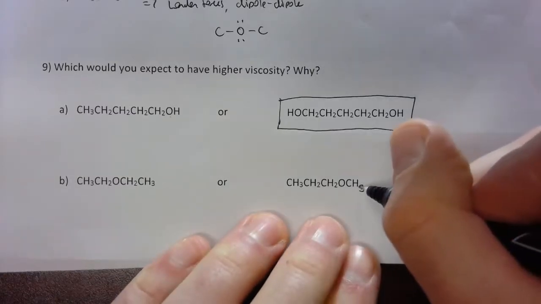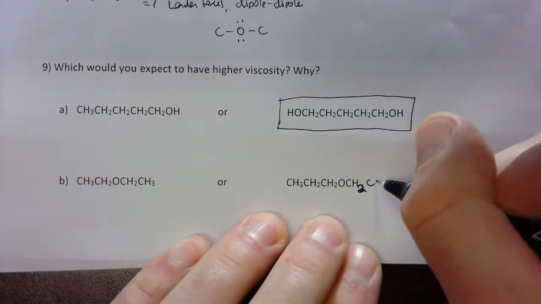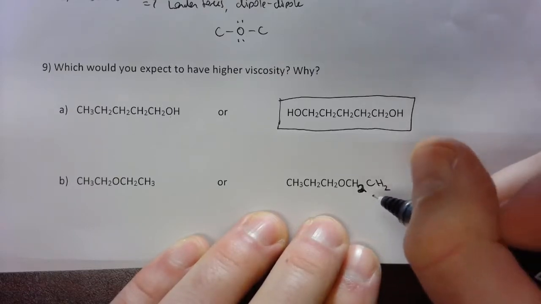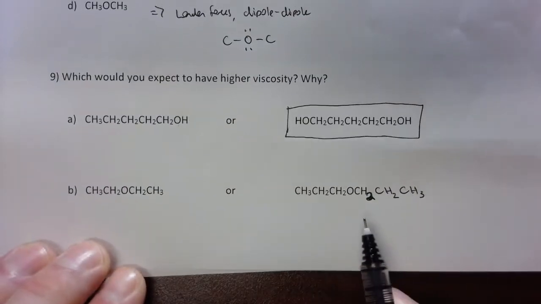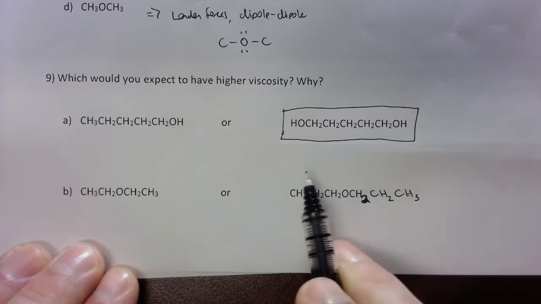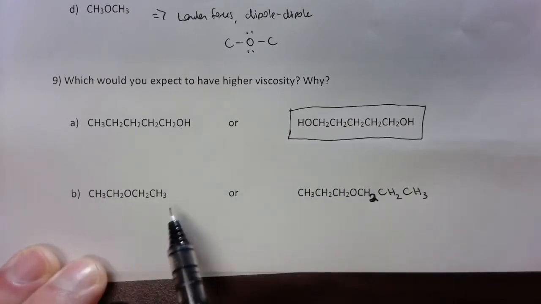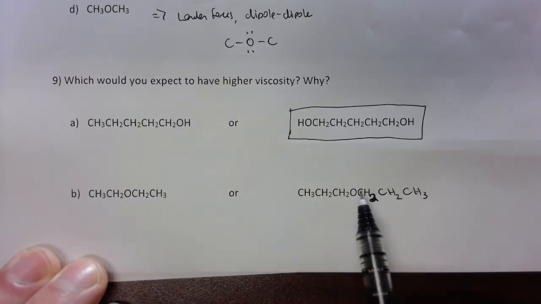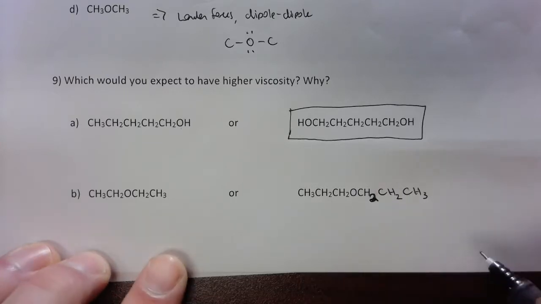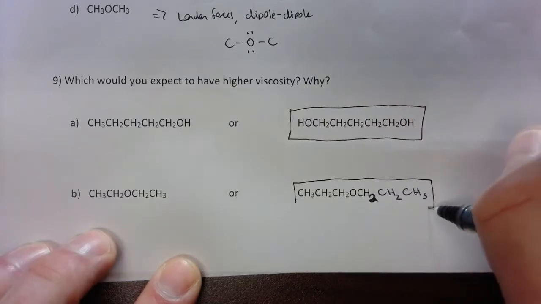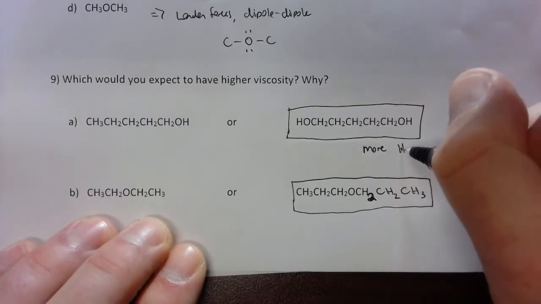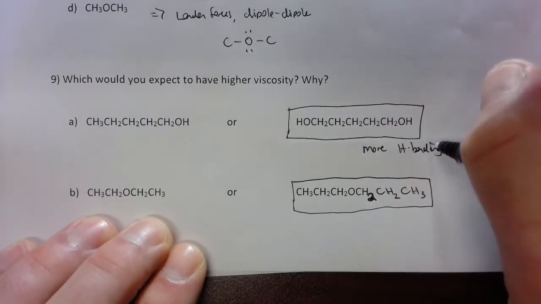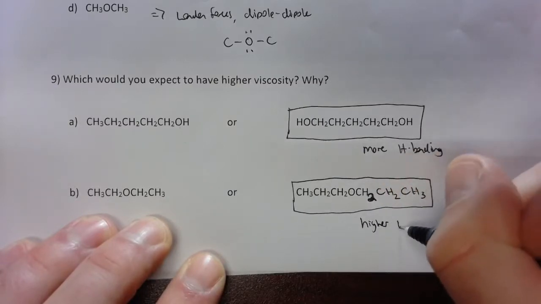I want to say, well, here's what I'll do. I'll draw in some additional CH2 groups. I think this is what I intended to have here. I intended for you to compare a large molecule with a smaller one. They have the same functional group, that ether, which means they both can do dipole-dipole, but this one is larger. So because of the higher molecular weight, it's going to be more viscous. So the reason here for this one, more H bonding, and this has a higher molecular weight.